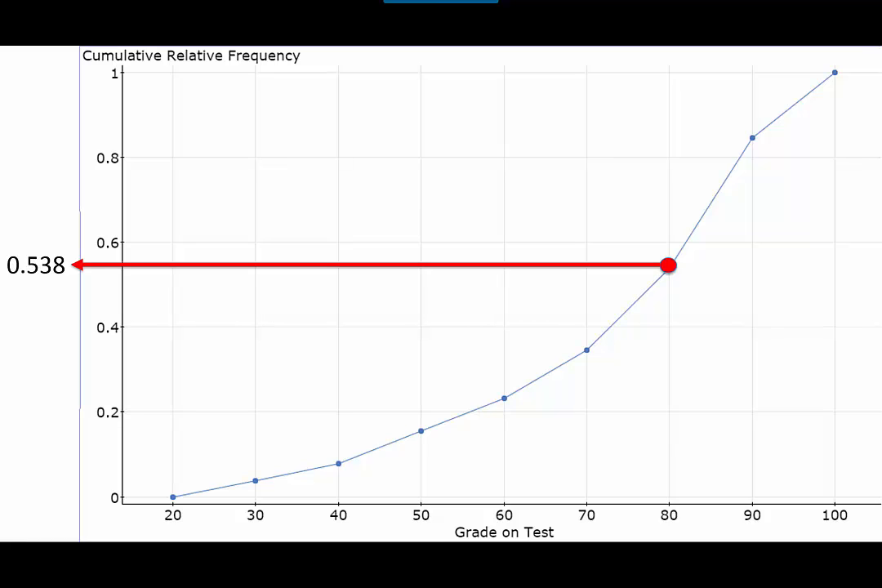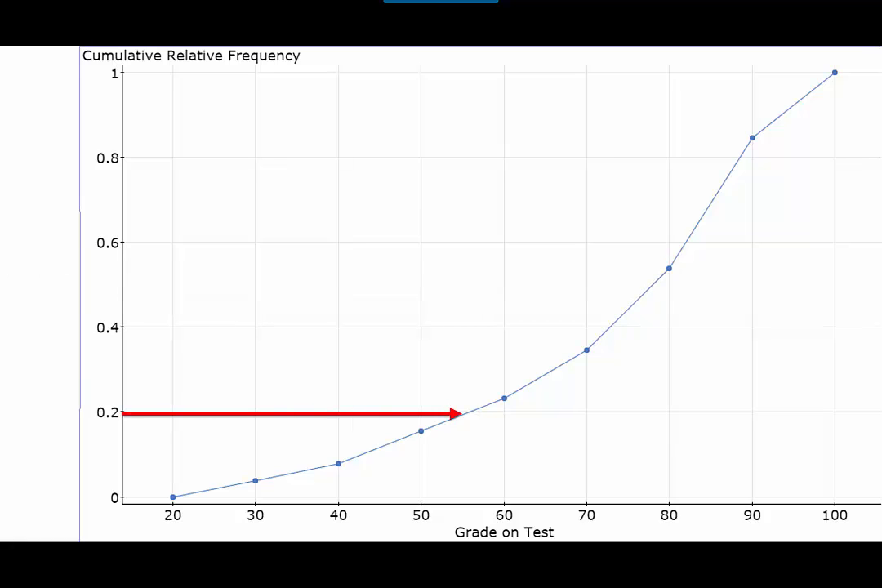We can also go the other way, right? We can say, find the approximate grade that separates the lowest 20% from the highest 80%. So we go over here to the 0.2 on the cumulative relative frequency, which is 20%. And that looks like it's about 55, right? So people who scored below a grade of about 55 are the bottom 20% of the class. This is something that's harder to do from a table.